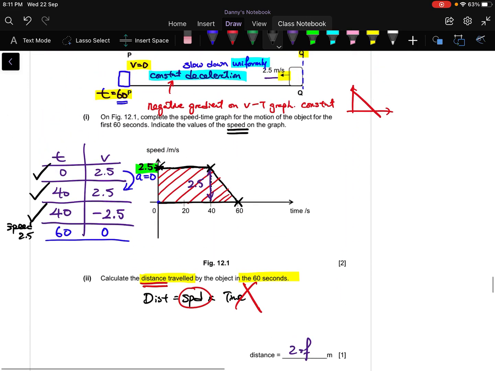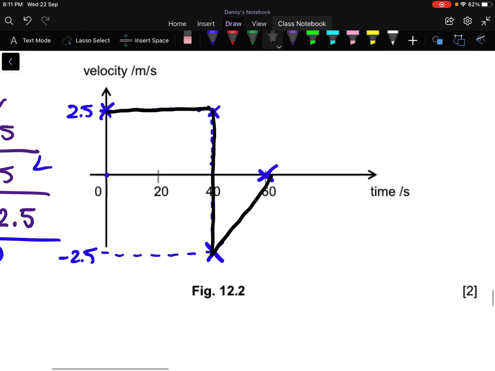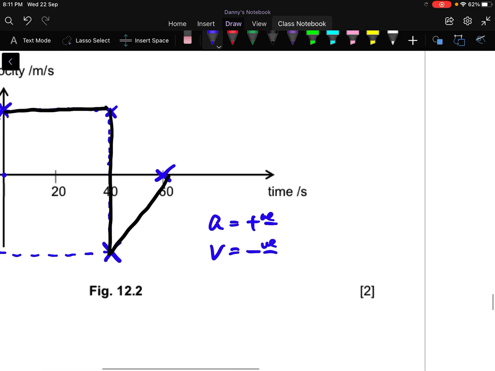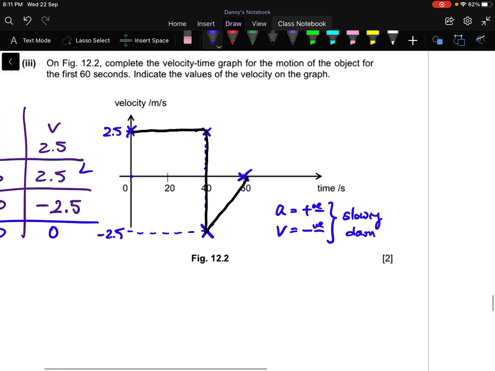Okay. You may ask me, teacher, how come it's not a negative gradient? Don't worry. Because slowing down means what? This is a positive gradient, right? But your velocity is negative, right? Remember in your worksheet, if a is positive, v is negative, it means what? It means it is slowing down. See? Everything checks out.